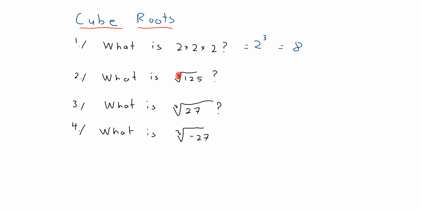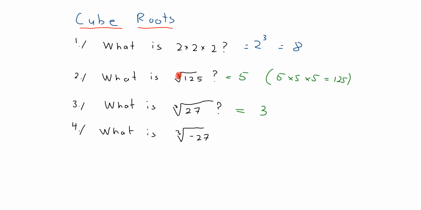Pause for a second and have a think about that if you like. But hopefully you can see the answer is 5. The answer's 5, and that's because 5 times 5 times 5, 3 times, is 125. What about the cubed root of 27? What number do I times by itself 3 times to get to 27? Take a moment to think about it. Pause the video if you want. And hopefully you can see that it's 3.